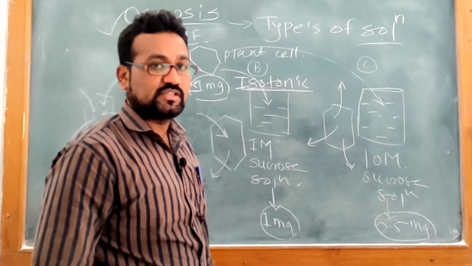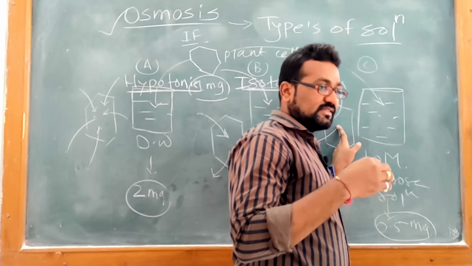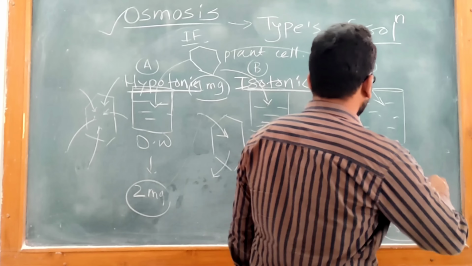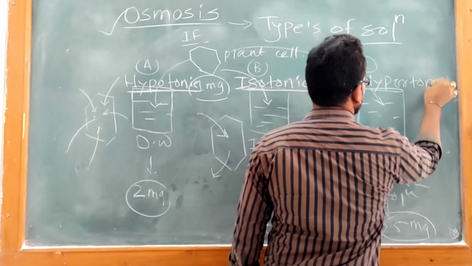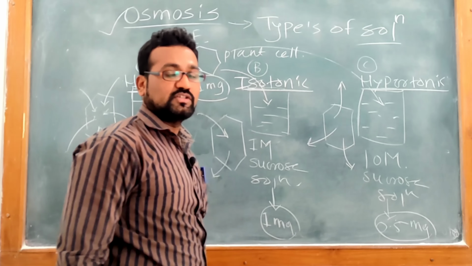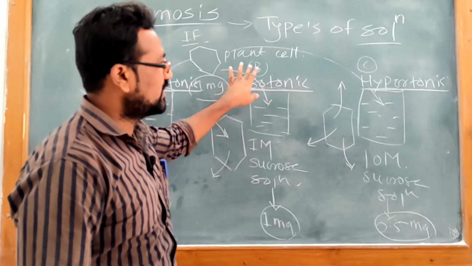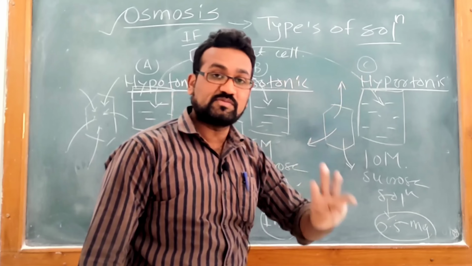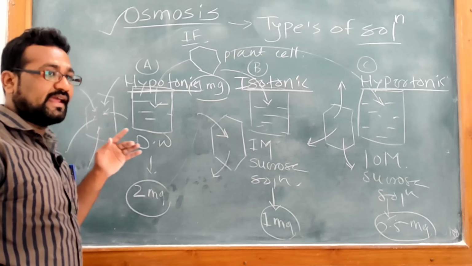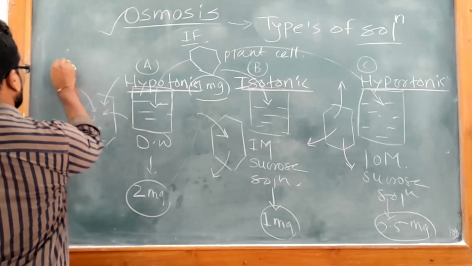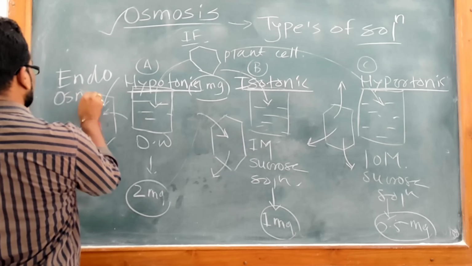We are talking about the solution. And in this case, the water from the cell is going to leave that cell, is going outside. That's why this solution is known as hypertonic solution. So we have a hypotonic solution, isotonic solution and hypertonic solution. There are three different types of solutions I have highlighted here. In the first case, water is entering inside the cell, that's why it is known as endosmosis.